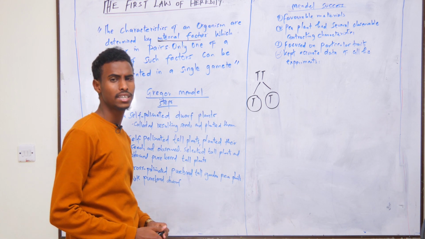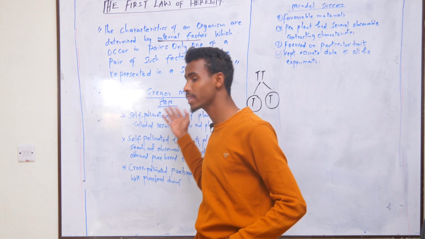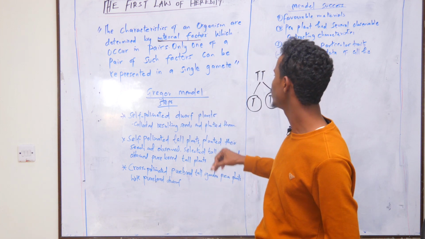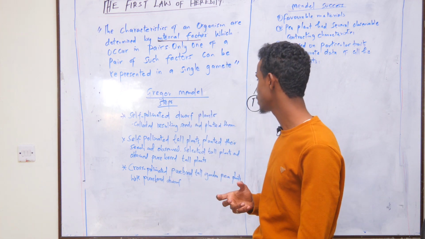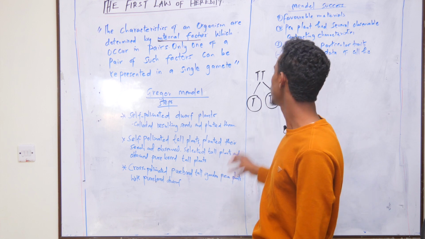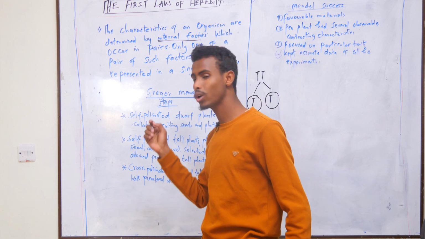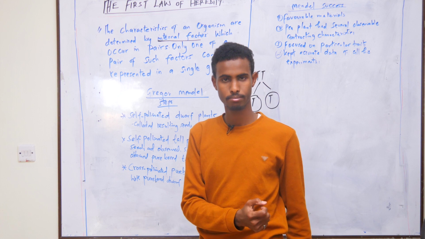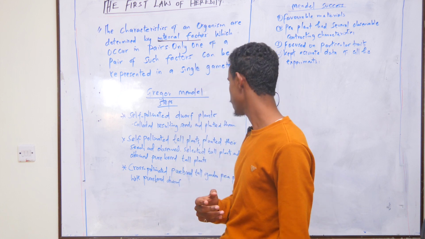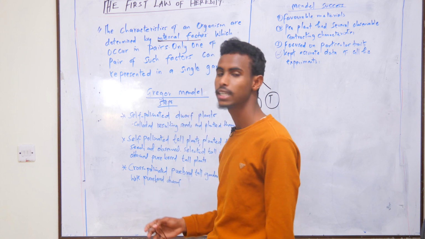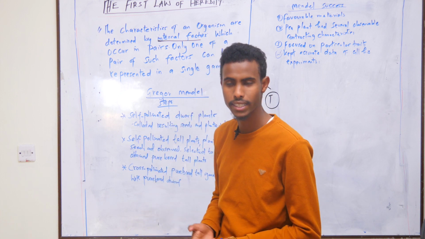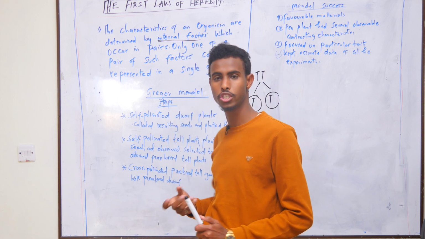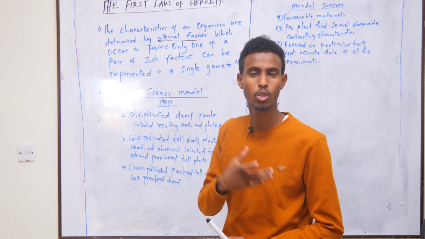Now, Gregor Mendel is the father of inheritance and the law of heredity. This man employed some mechanisms and carried out these crosses. What he did, number one, he self-pollinated dwarf plants. Dwarf plants basically means short plants. After self-pollinating, the seeds were formed. Then he took those seeds and planted them. After planting those seeds, he observed their height.